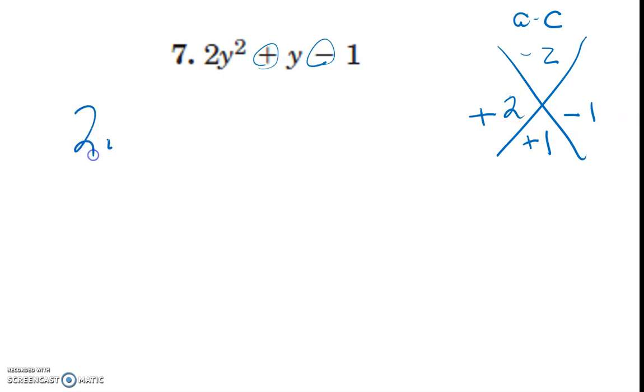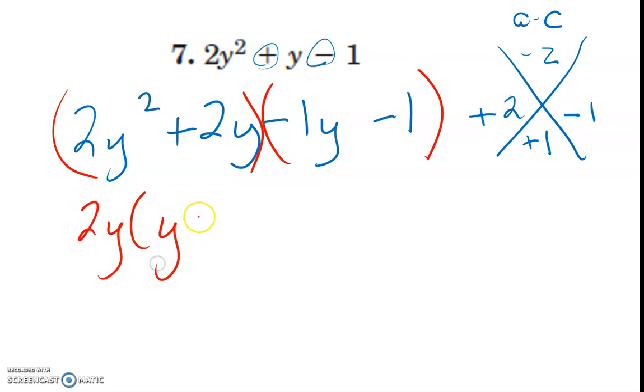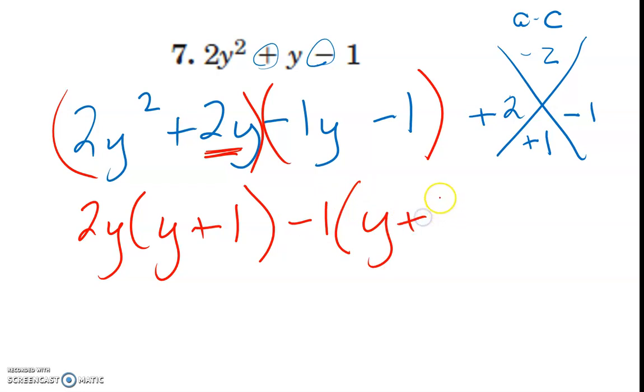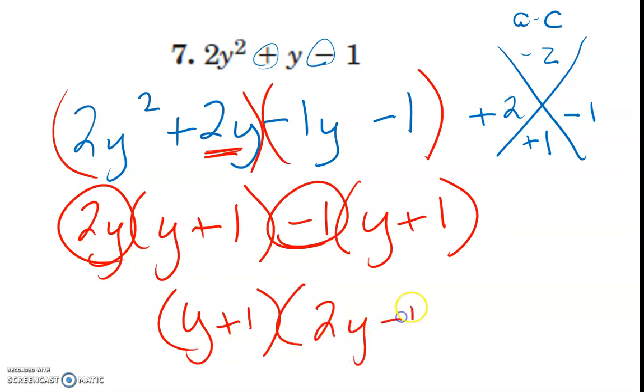So we have 2y squared plus 2y minus 1y minus 1. We use our grouping symbols. So we end up with 2y. So I have y plus 1. Remember, I have to have a placeholder because I took the 2y. Going to take out a negative 1, and that leaves me with y plus 1. You can check out, by redistributing, it all works. What's left over? 2y minus 1's left over, so that becomes my second binomial.